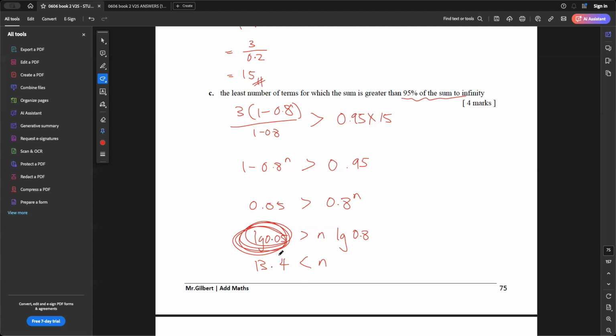Oh, yes, you cannot expand like that. Look, 3 multiplied by 1 minus 0.8 to the power of n. This expands into 3, but this expands into here is not 0.24 to the power of n. Okay, so n is supposed to be 14.